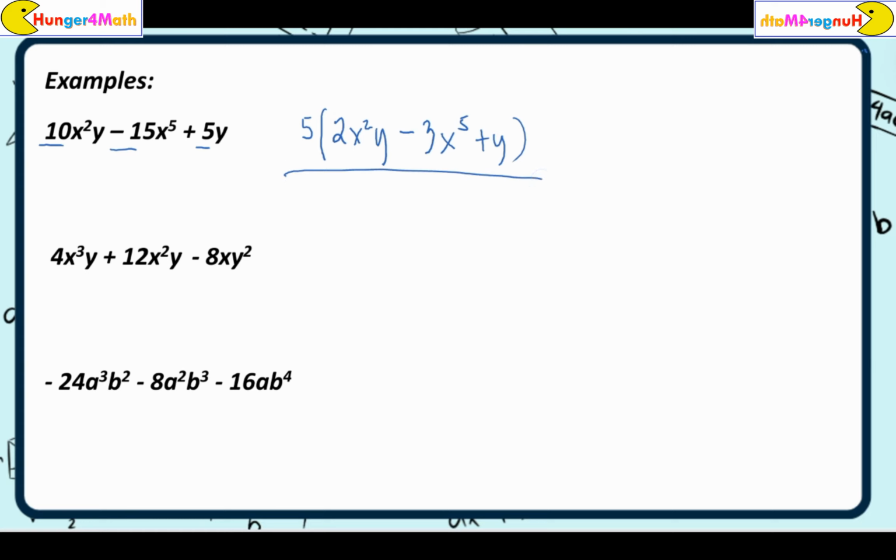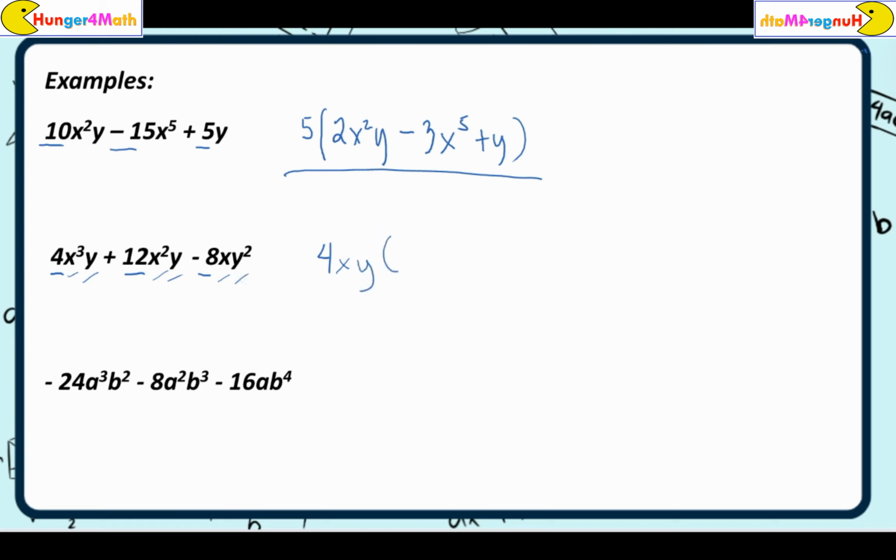Next, let's get the GCF of 4, 12, and negative 8, and that is 4. Now let's check the variable x. So we have x cubed, x squared, and x. So we have to get the variable with the lowest power, and that is x. Then y, and y squared. So we're going to get y.